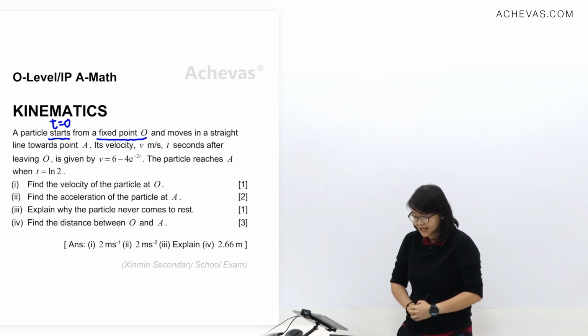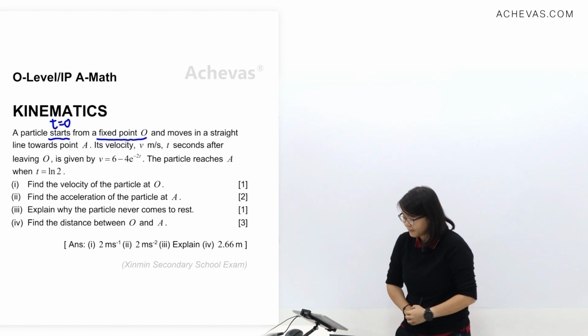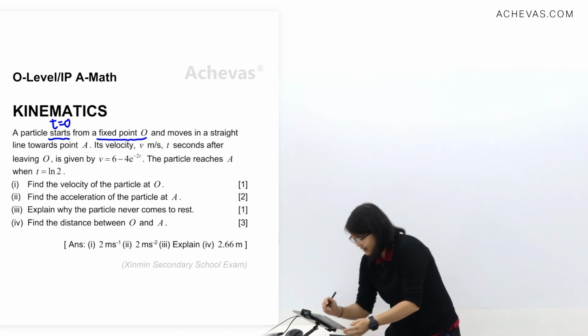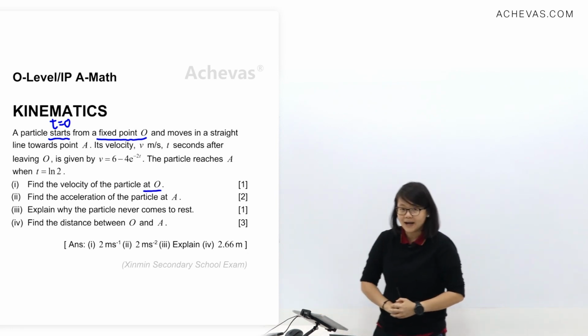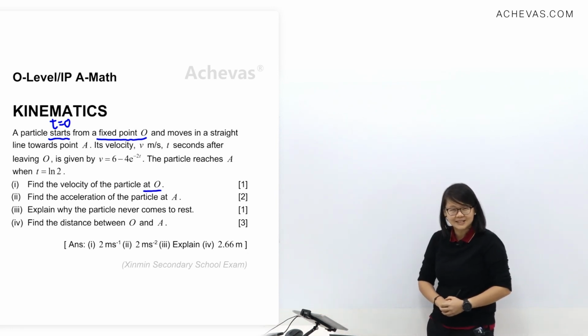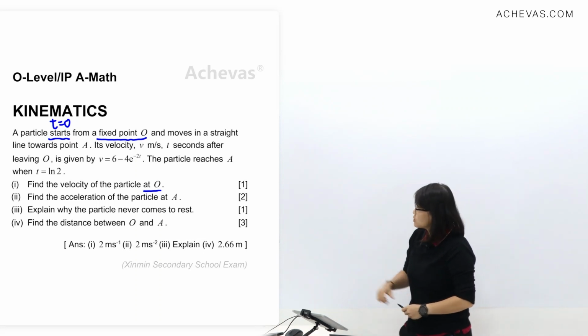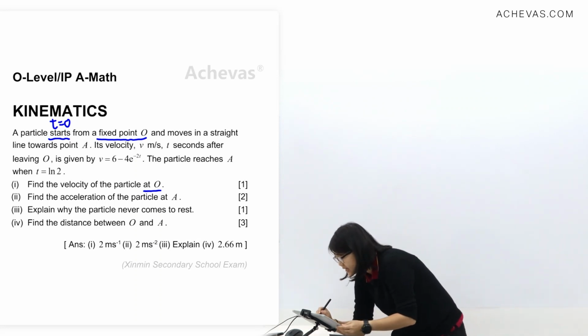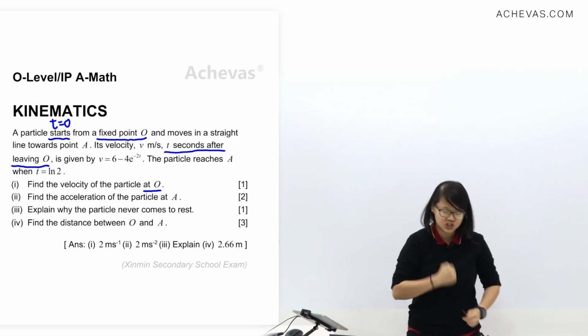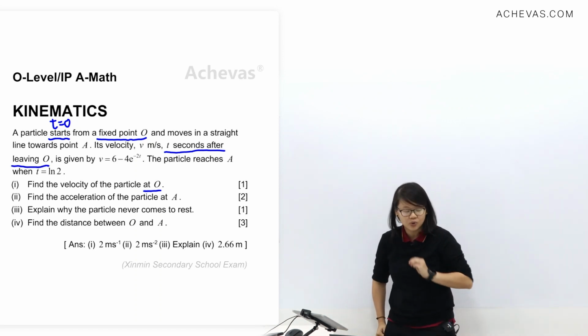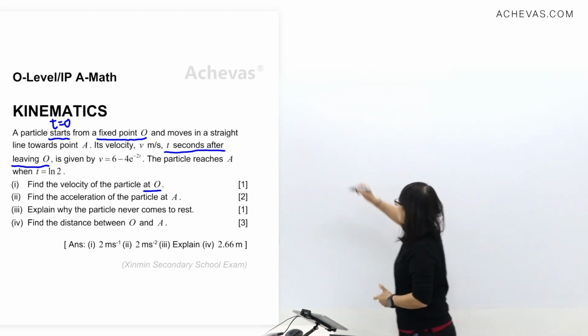The particle reaches A when t equals ln 2. Part 1, find the velocity of the particle at O. Now that we have info to do part 1, because we know that time equals 0 at O. Another piece of information is that they have given you here t seconds after leaving O. That's the second indication that time starts at point O. So now we have part 1.